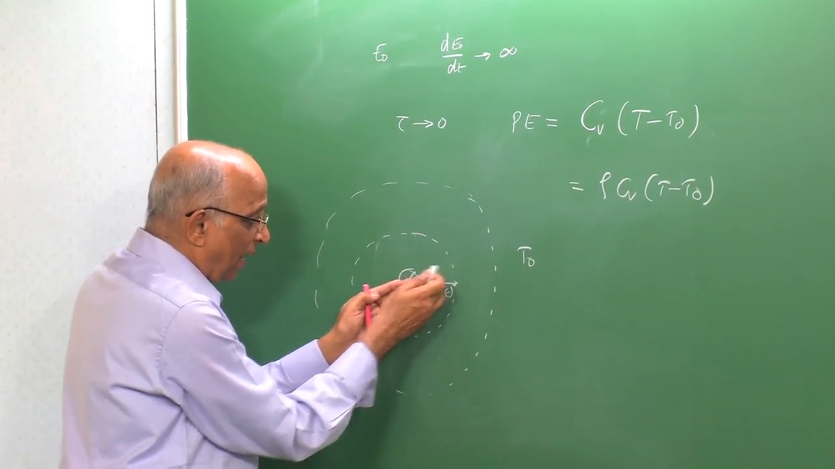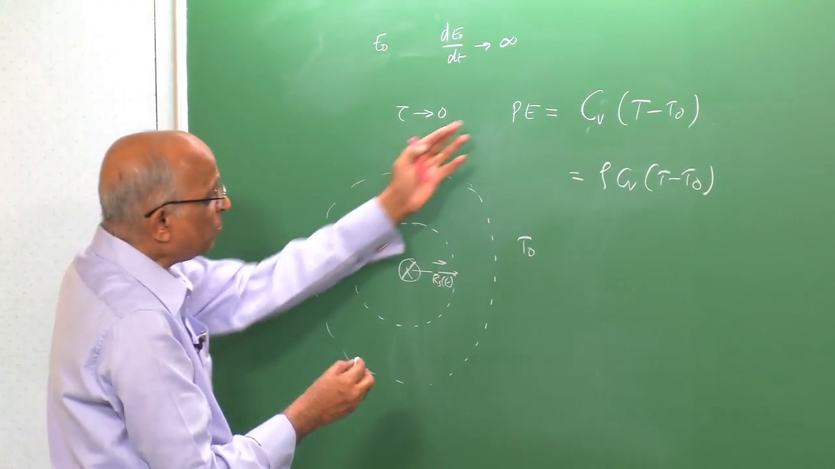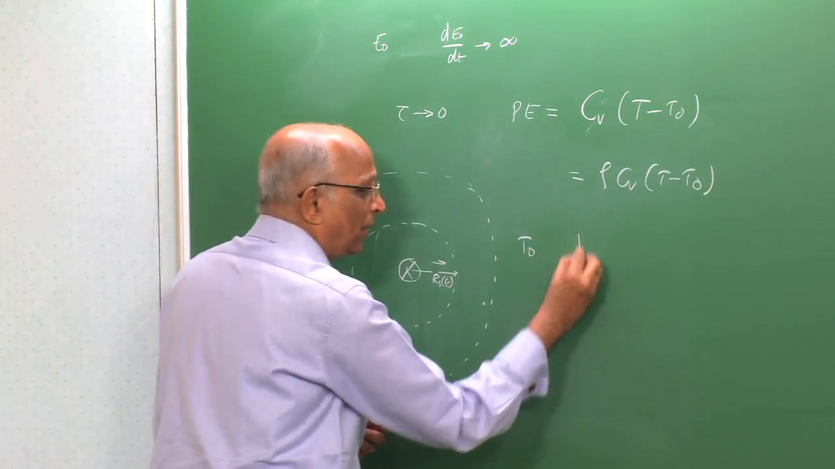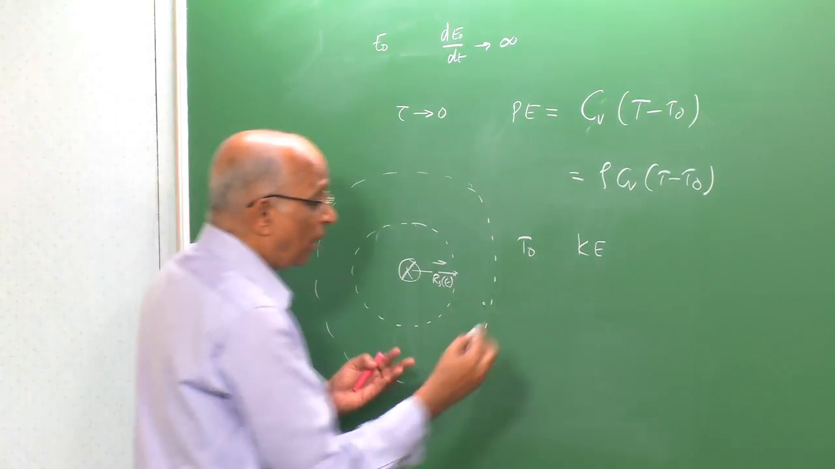Now, what is happening? I have wave motion, I have velocity of particles behind it, and therefore this potential energy gets partly converted into kinetic energy. And what is this kinetic energy per unit volume?